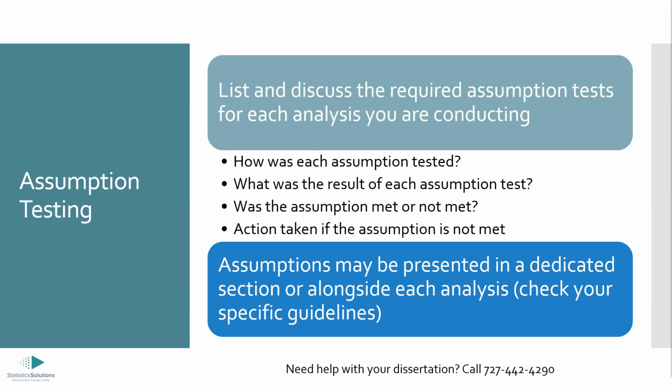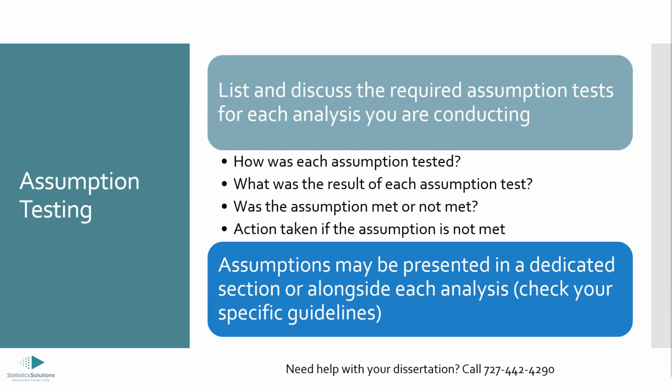So, after you've done your test for normality, for instance, based on the method that you chose, what were the results of that test? What did the histogram look like? What were the skewness and kurtosis values? What was the result of the Shapiro-Wilk test? And based on those results, was the assumption of normality met or was it not met?